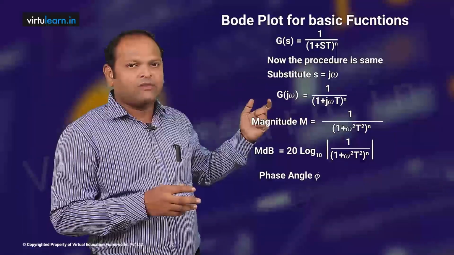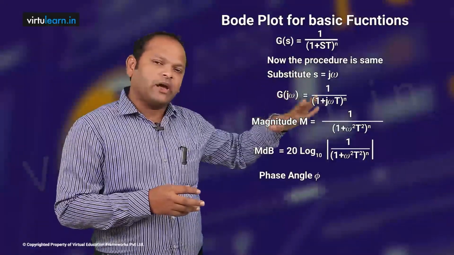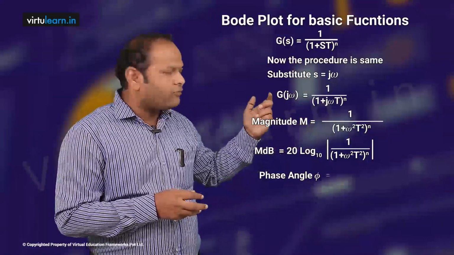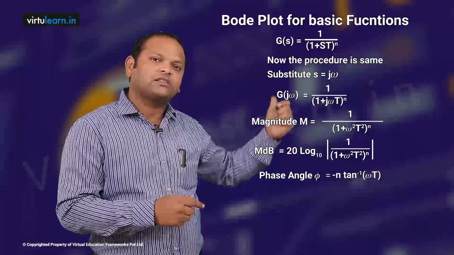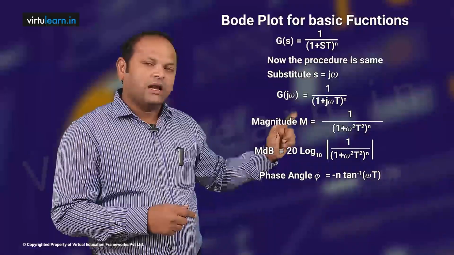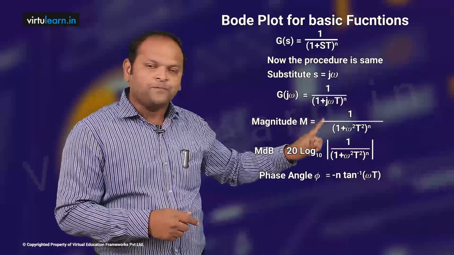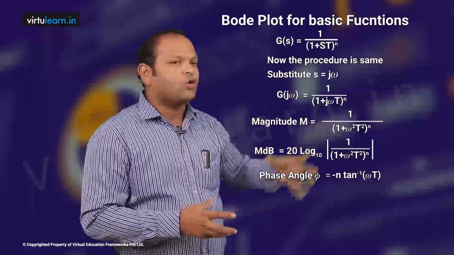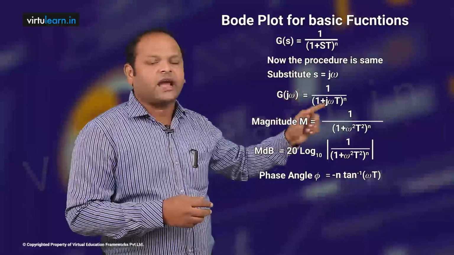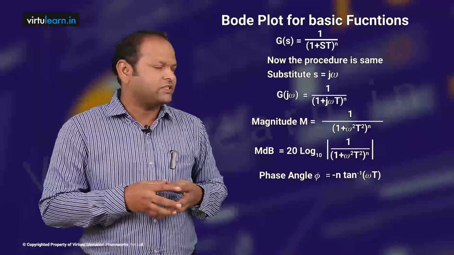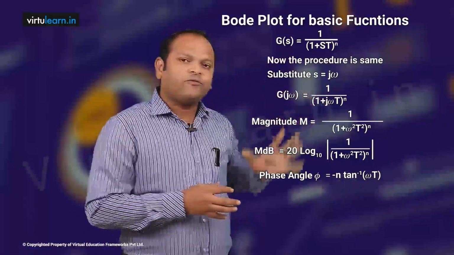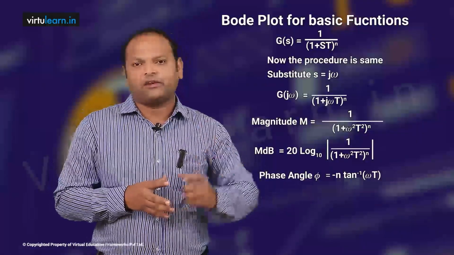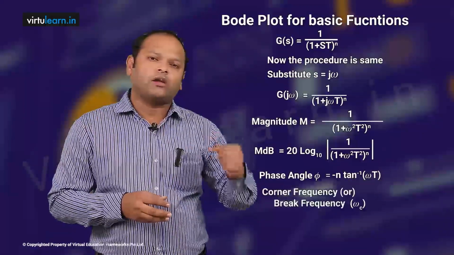Then what is the phase angle? Phase angle we know, tan inverse of imaginary part by real part. And how many such terms are there? N number of terms are there. Therefore, phi is equal to minus n, minus because the terms are in the denominator, and there are n number of terms, therefore minus n. And I have tan inverse of imaginary part by real part. So I have only imaginary part omega T, therefore minus n tan inverse of omega T is the phase angle expression. Now, for any finite pole or finite zero, we can define a particular frequency which is called the corner frequency.